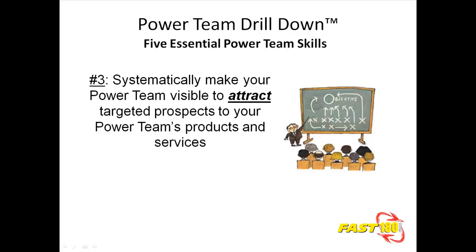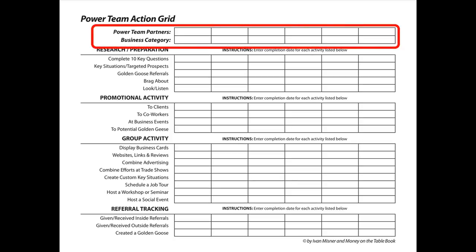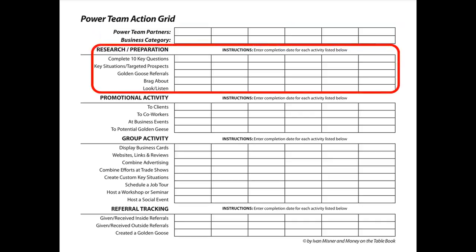So systematically making your network visible starts with our roadmap, which we call the Power Team Action Grid. The Power Team Action Grid is organized as basically a worksheet that you can use as you advance through the program with your various power team partners. You can see at the top, you list their names and business categories, and then as you work your way through the action grid, you actually include the completion date for each activity listed.